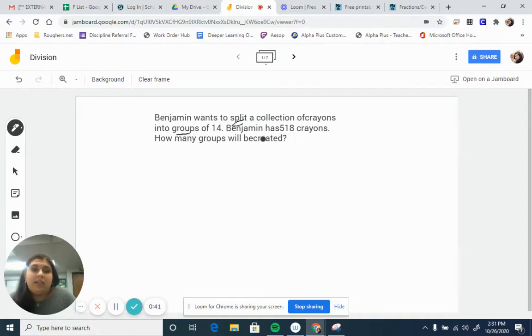The first problem is that Benjamin wants to split a collection of crayons into 14 groups. So we already know there's going to be some type of division happening here, and probably the number 14 is really important. The next thing is Benjamin has 518 crayons, so that's important too. How many groups will be created? We already know there will be 14 groups, but we want to know how many will be in each group. So we're going to divide our total, 518, by how many groups we are creating, which is 14. So we'll do 518 divided by 14.